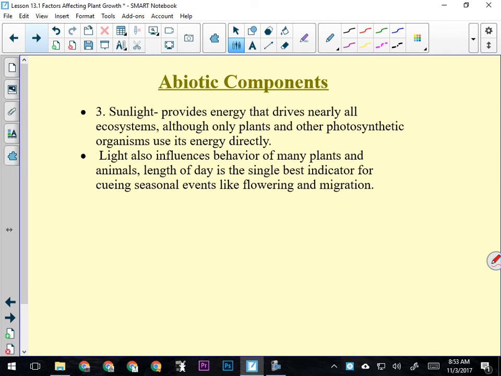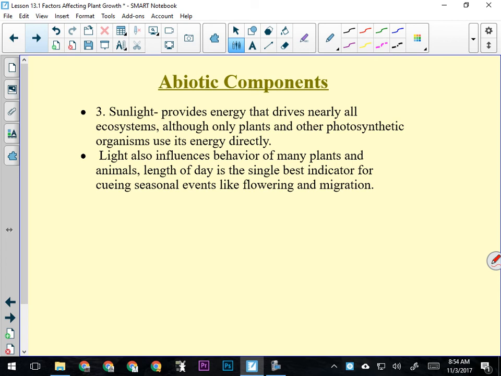Like May long weekend is kind of, oh, the trees all have leaves on them finally, right? So most of the flowering is going to occur right around the summer solstice. So that's the end of spring and the beginning of summer. Around here, you go down to a lower latitude, and that'll happen earlier, right? But yeah, length of day is definitely the single best indicator.